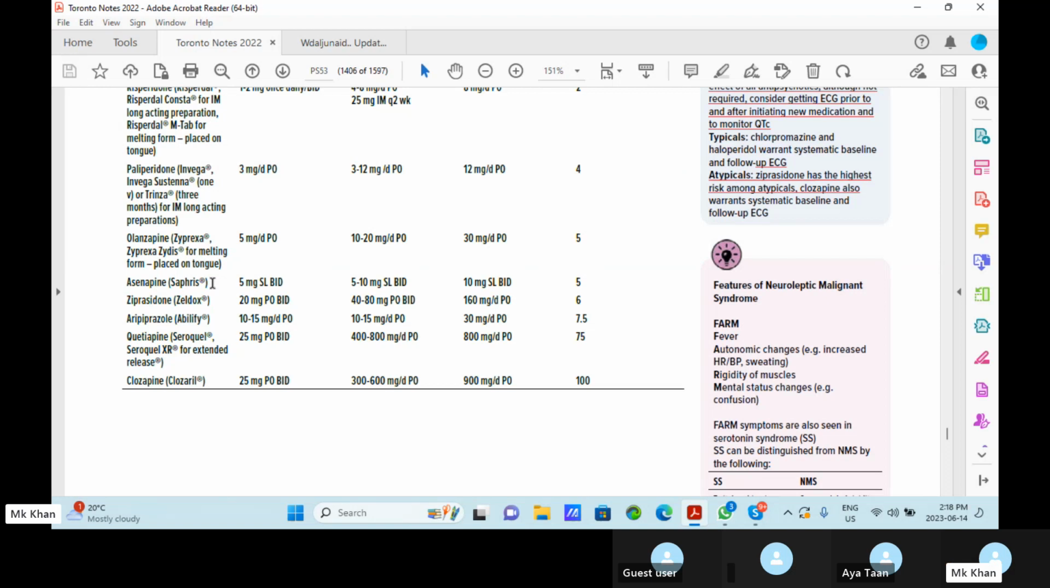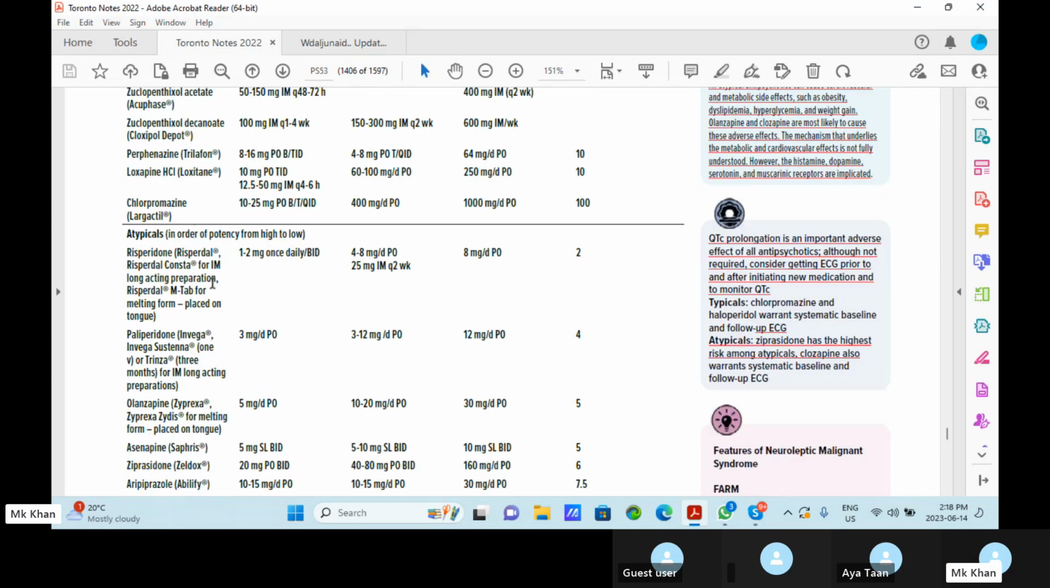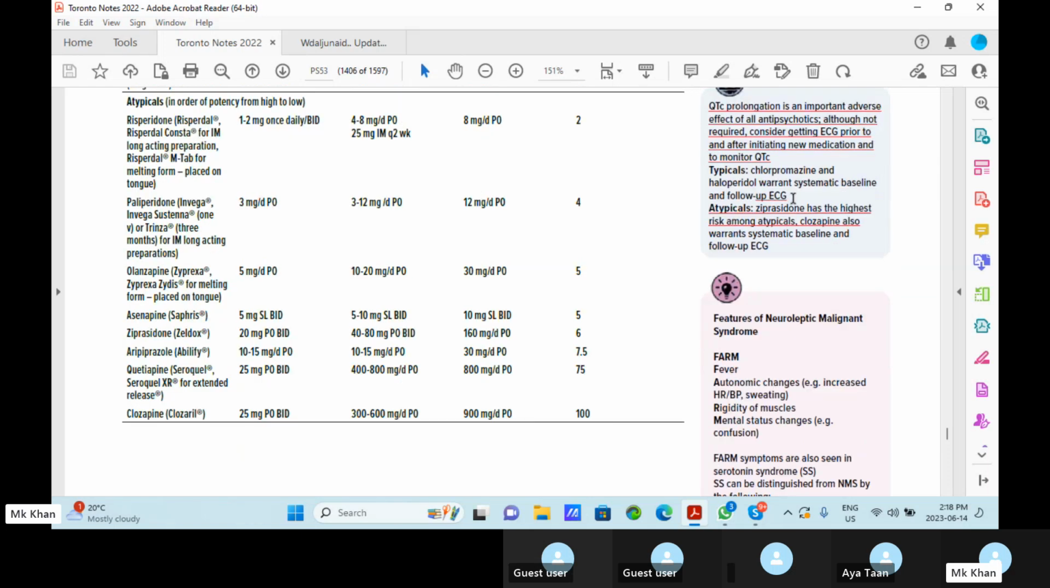So basically we are using the drugs according to their side effects and the different profile, right? So the QT prolongation is an important adverse effect of all antipsychotics. Although not required, consider getting ECG prior to and after initiating new medication and to monitor QT. So all the antipsychotics prolong the QT, so it's a good idea to have the ECG before, but it is not mandatory, according to the patient's condition.